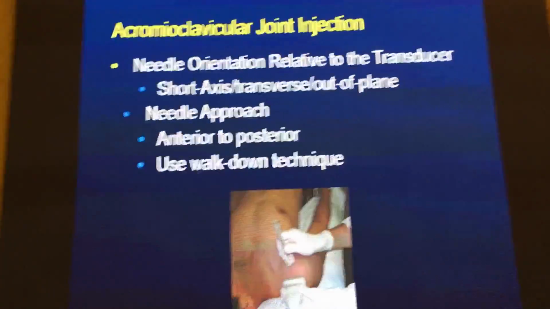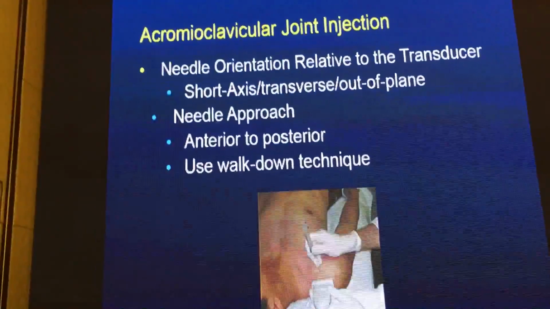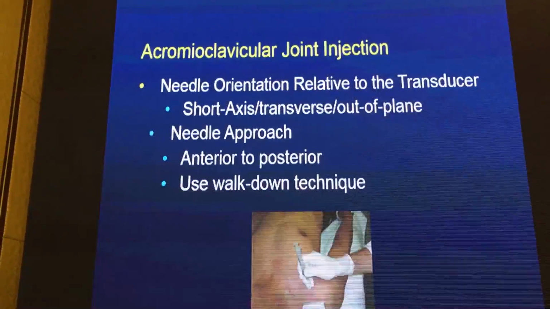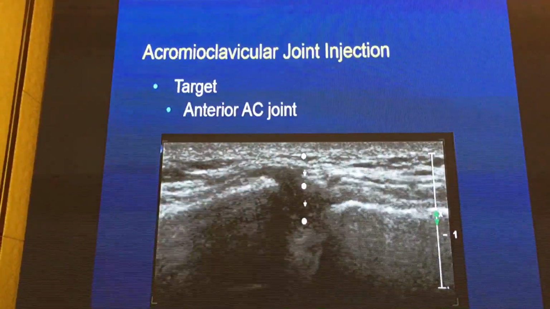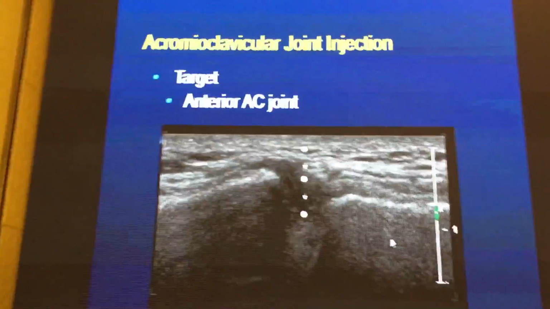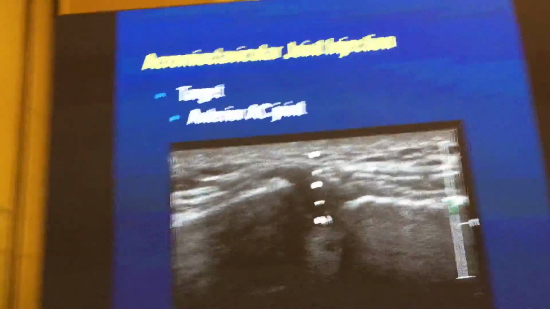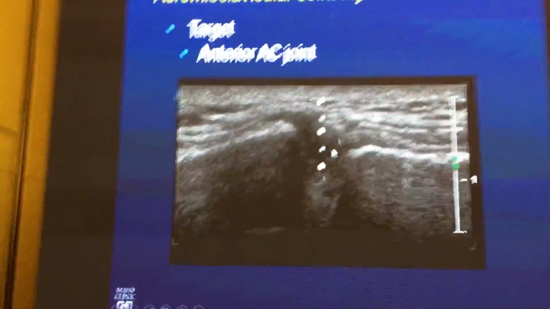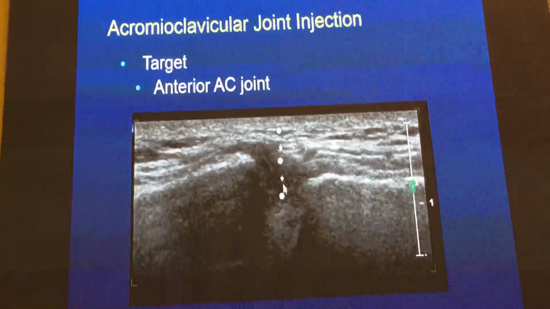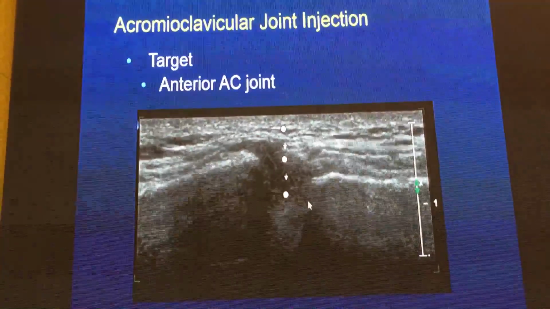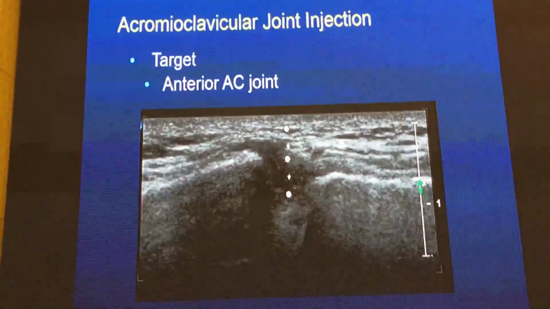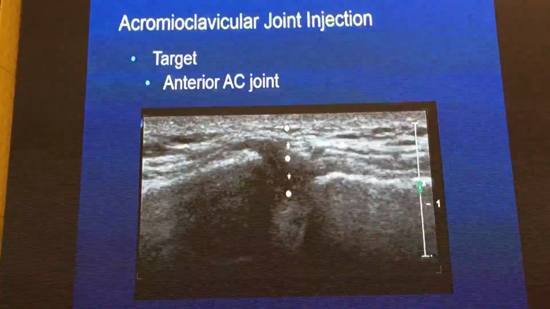Then we'll bring the needle in a short axis relative to the transducer in an anterior to posterior direction, and we use the walk down technique to get the needle into the joint. So if this is the clavicle, so it's medial, and this is the acromion, so it's lateral, right here is the acromioclavicular joint. The first pass of the needle should be superficial, and then you gradually walk the needle down into the joint by doing a little bit of a deeper pass each time, and that way you can ensure that you got your needle into the acromioclavicular joint.